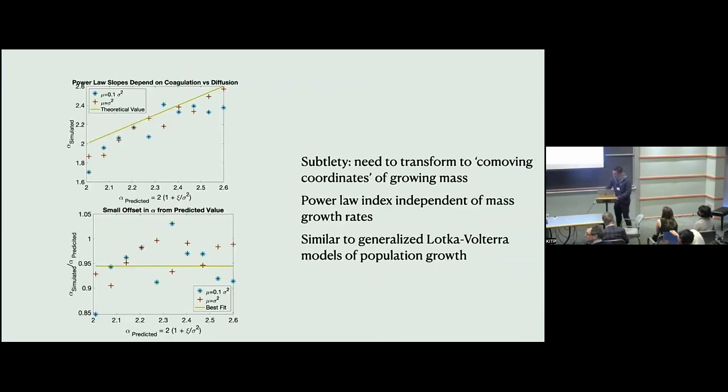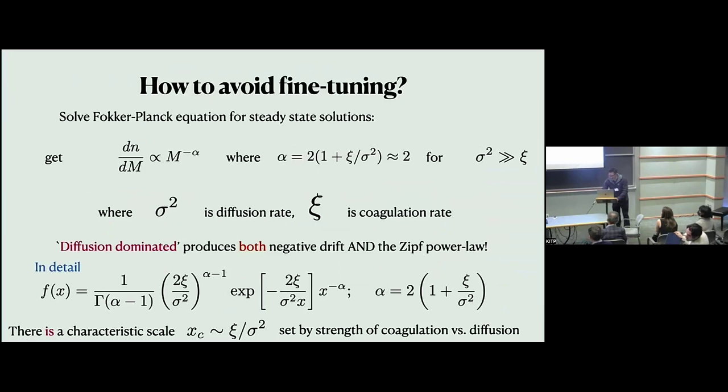And I would say that an important part of this, which I'm sure you don't care about, is that you have to solve this problem in co-moving coordinates. You can only see the negative drift if you have co-moving coordinates where you already take out the mass growth, and then you can see the negative drift. But yeah.